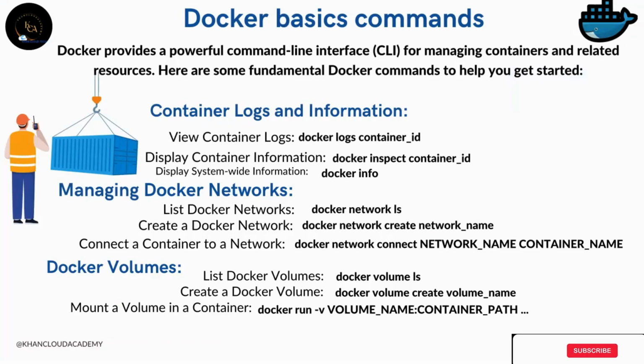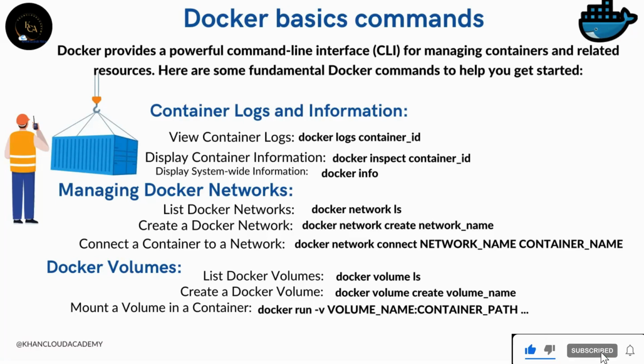Managing Docker network. To list Docker networks, you have to use the docker network ls command. Create a Docker network. How are you going to create a Docker network? docker network create, and you have to give your network name. Connect a container to a network: docker network connect, network name and container name. It will automatically be aligned with this particular container.